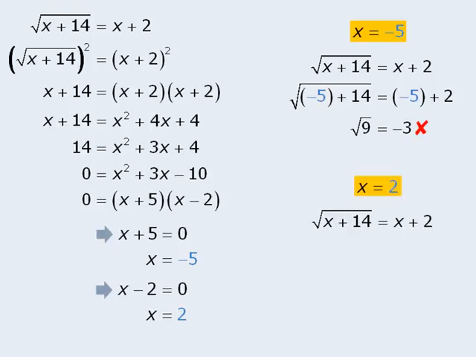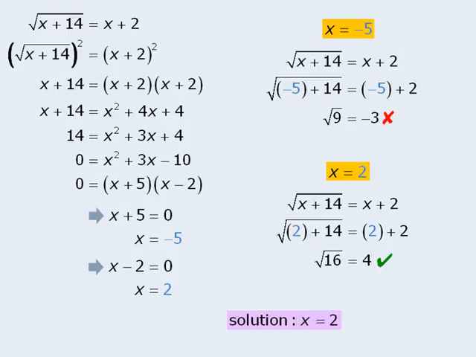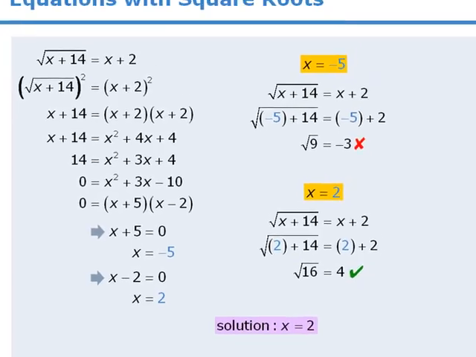Next, we'll test the solution x equals 2. Here, when we take the original equation and plug 2 in for x, we get root 16 is equal to 4. Since this solution does check out okay, we can see that this equation has only one root. The solution is x equals 2.